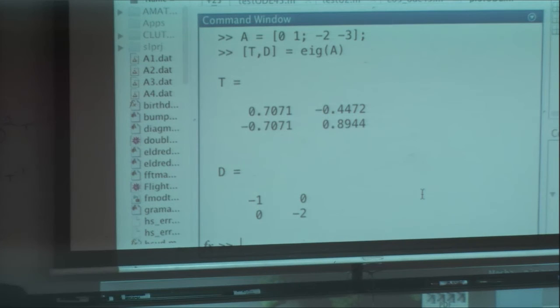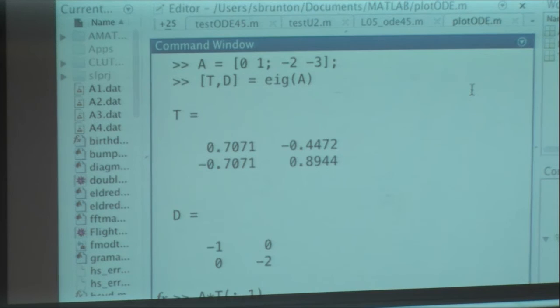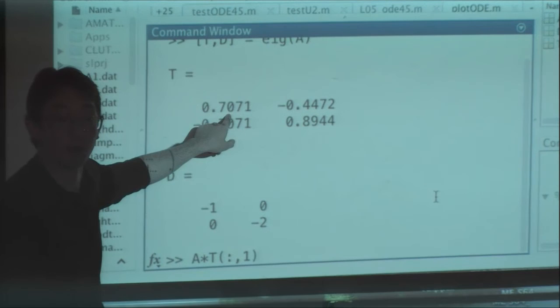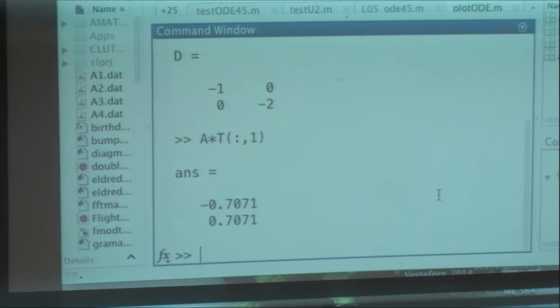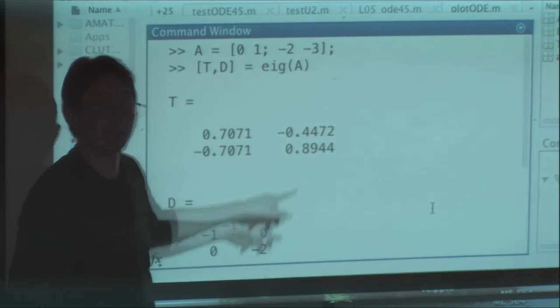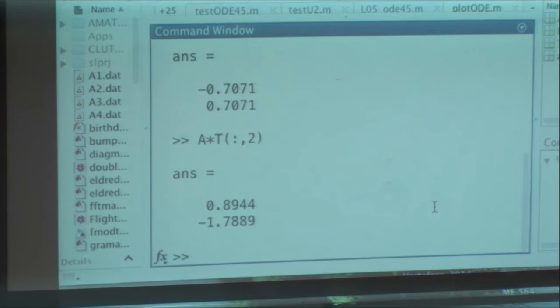So if I take A times the first column of T, it should equal lambda 1 times the first column of T. It should just flip the signs. Good. It just flipped the signs. Okay, it's the same thing. If I take A times the second column, it should flip the signs and multiply each of these by 2. It should increase the scaling by 2. So A times the second column of T, right? It's the same direction with the signs flipped times 2. Okay, it's lambda 2 times that column.